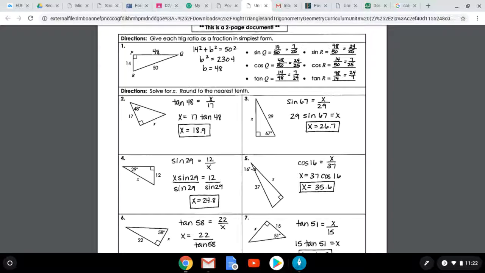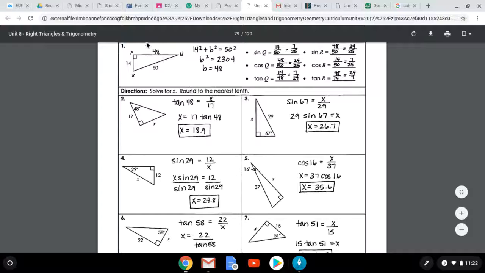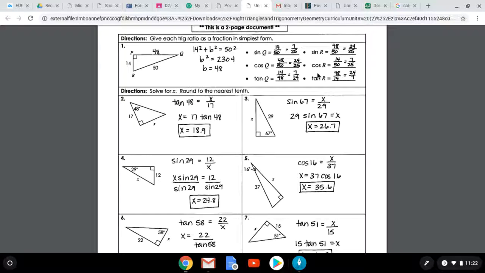So with number one, you had to, first of all, find the missing third side here. You're not just going to label it as x, you're actually going to use the Pythagorean theorem to solve for it. And you do get 48. And then now we're going to do the trig function. So sine of q, remember, sine is opposite over hypotenuse, so it's 14 over 50. But then you got to simplify the fractions, so 7 over 25. Cosine of q is adjacent over hypotenuse, so 48 over 50, which reduces down to 24 over 25. And last but not least, tangent of q is opposite over adjacent, so 14 over 48, which is 7 over 24. And that was the same concept for the angle R.